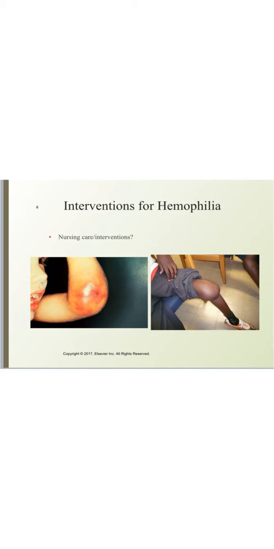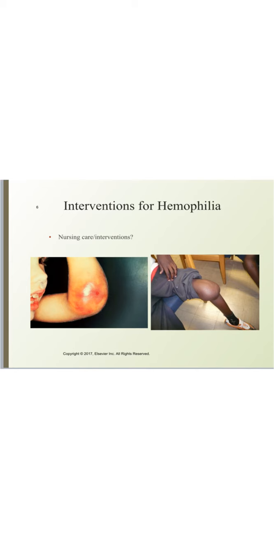Okay, so here are interventions for hemophilia. We need to prevent the bleeding. So, a safe environment for infants and toddlers as they're growing. No loose cords, rugs, or things that they can trip on and cause injuries. Soften corners so that if they bump into them, it doesn't cause severe bleeding.